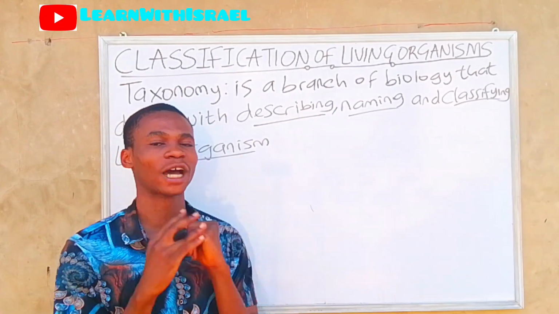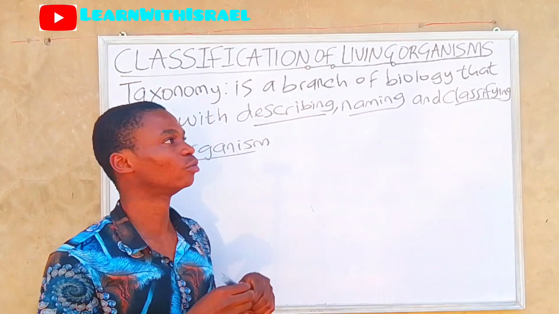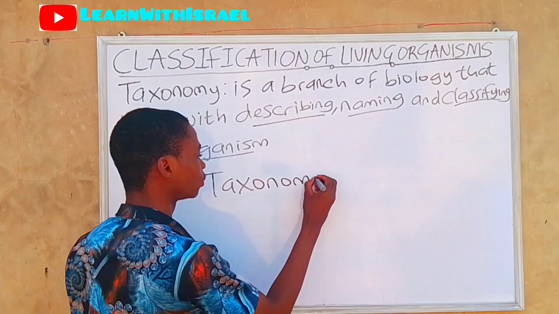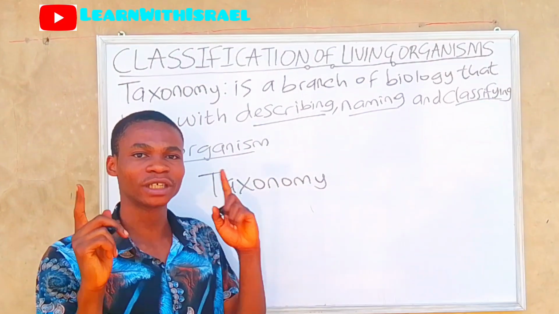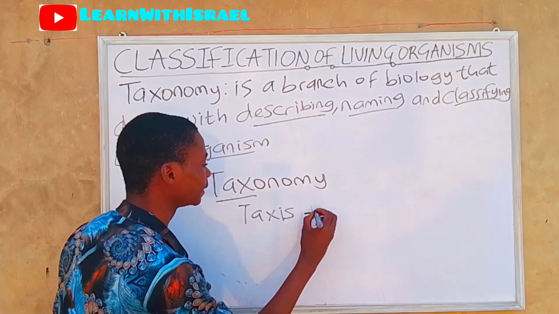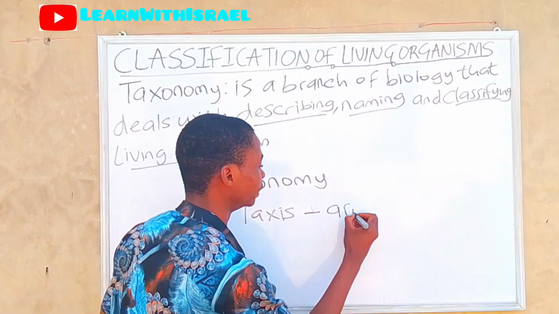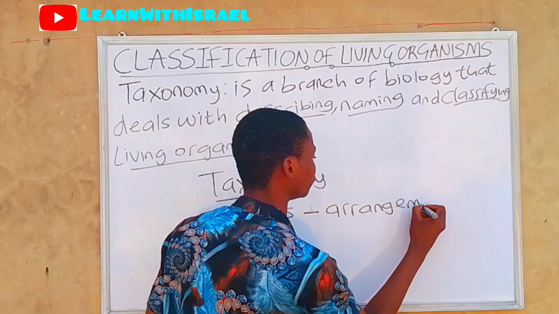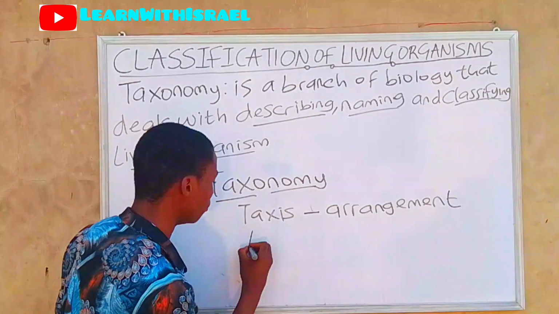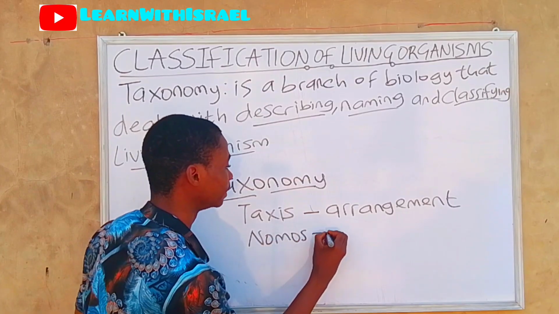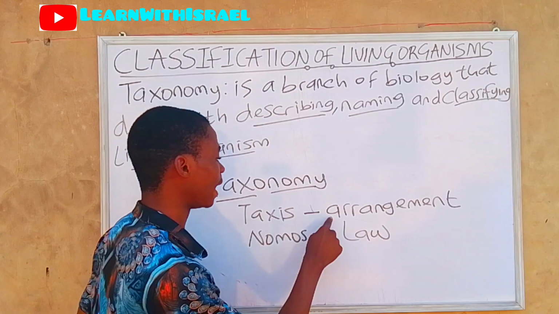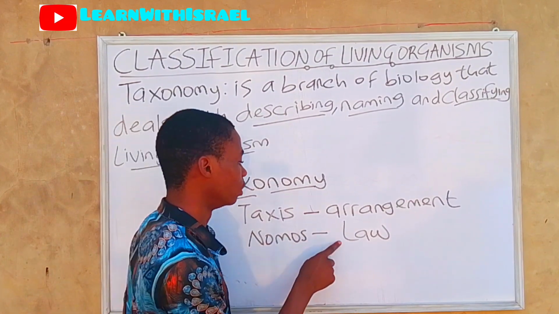Let's move to what forms taxonomy. We need to know what forms taxonomy. Taxonomy is formed by two Greek words, and the first is taxis. Taxis means arrangement. The other Greek word is nomos. It means law. Taxis means arrangement, while nomos means law.